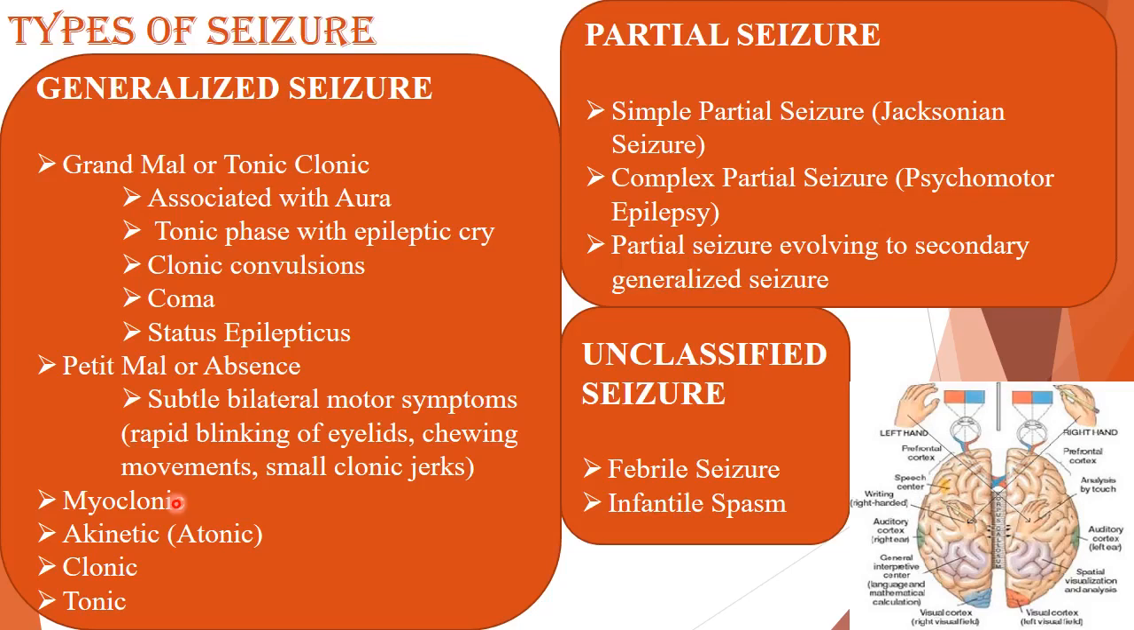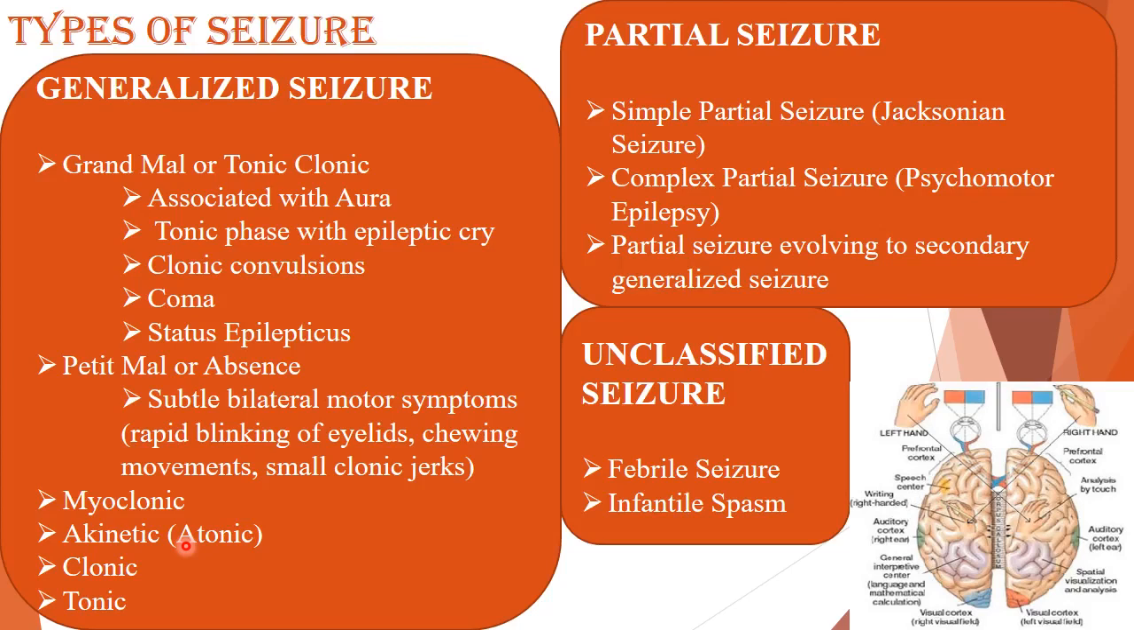Next one is akinetic. Akinetic means sudden loss of postural tone. If we are maintaining a posture, there is a sudden loss of tone. Getting my point? So if there is a loss of the tone, the patient may fall down, or the patient may bend to one side. So the patient may be unconscious, maybe, but not in all conditions.